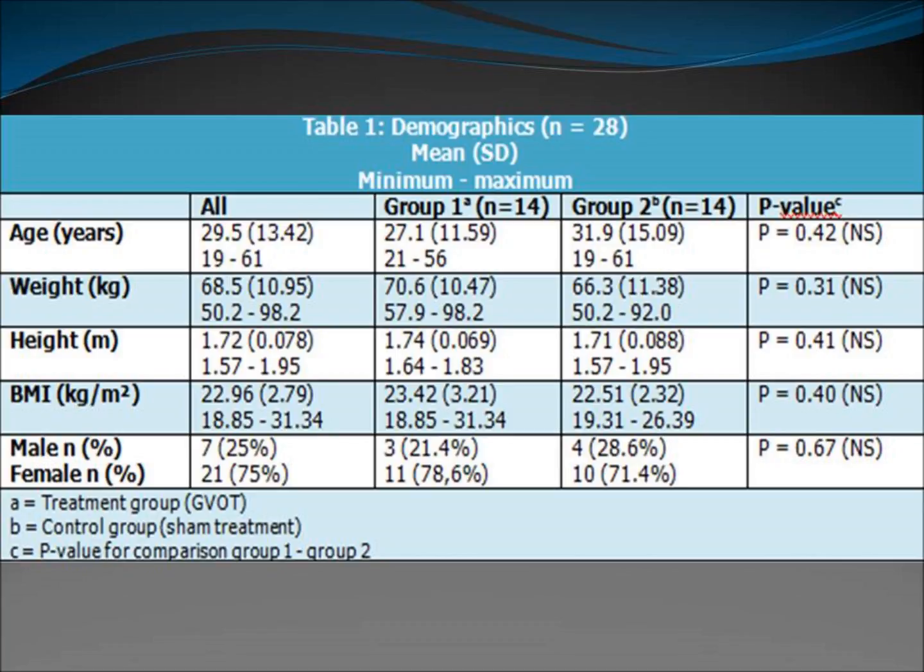We had to exclude one subject at the beginning of the study because of a measurement error. The 28 included subjects, 14 in each group, ranged in age from 19 to 61 years. They were 1.57 to 1.95 meters tall, they weighed 50.2 to 98.2 kilograms, and the body mass index was between 18.85 and 31.34 kilograms per square meter. 7 of the 28 participants were men, the other 21 were women. The demographic characteristics between the two groups were compared and showed no statistically significant differences.